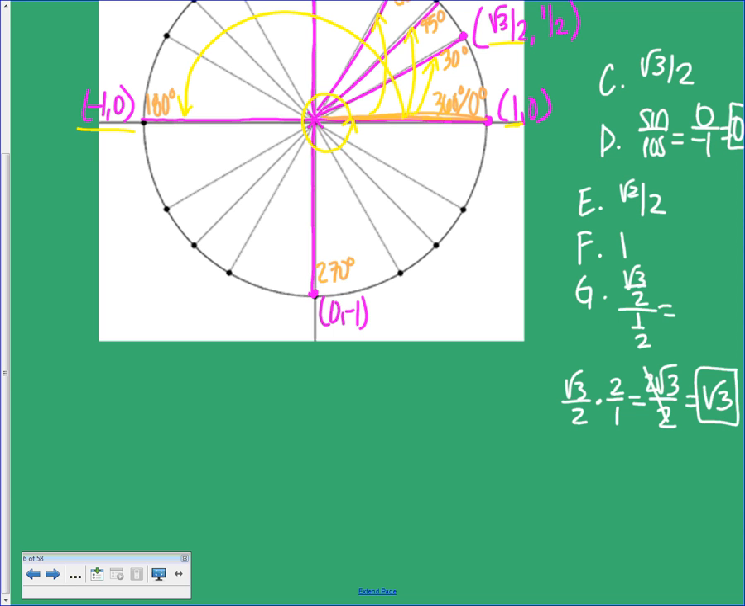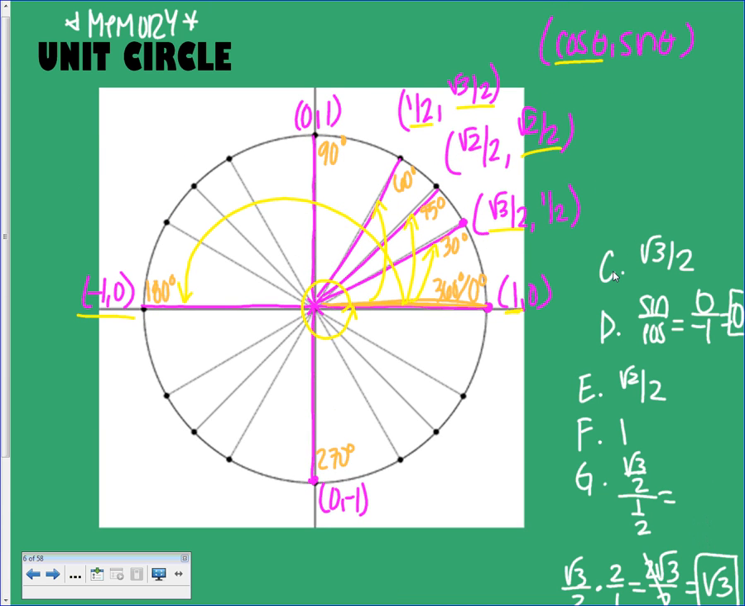Okay, so that's G. Let me see if I can scroll back up here so we can see the whole unit circle. There we go. Okay, and then I'll kind of come over here. So example H then says the sine of 90. Okay, so I'm going to go up to 90, which is the first big major one. Sine is the y-coordinate, so that answer is going to be 1.